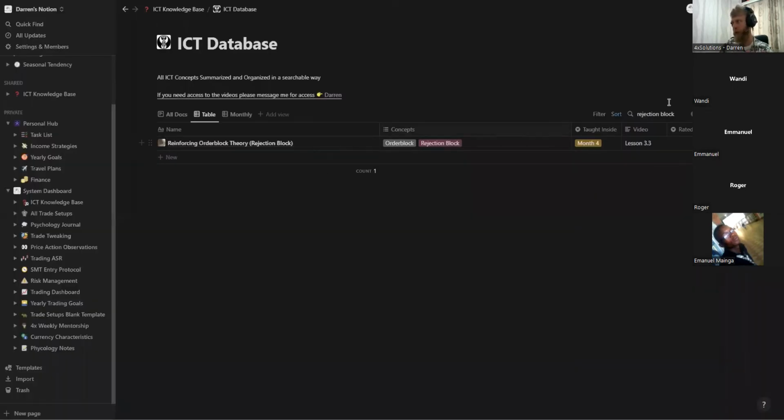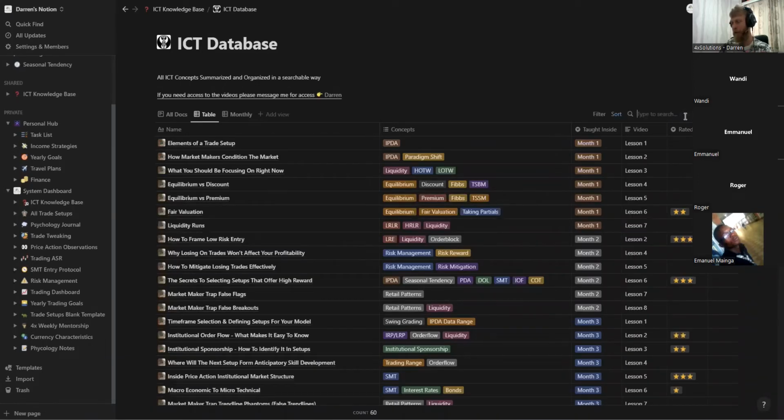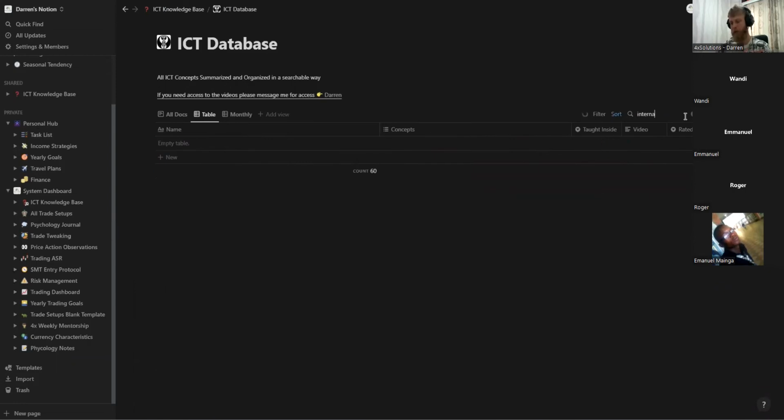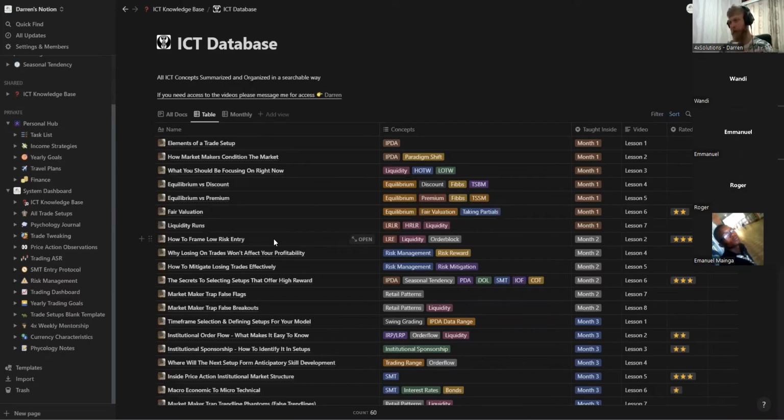So obviously now it's sort of useless to you because you don't understand most of this stuff. But yeah, internal range, liquidity. So this is what I'm building, a searchable database of anything that you would need relating to ICT. But anyway, we can always discuss that later. So without further ado, I'm now going to continue with what I was going to continue with.